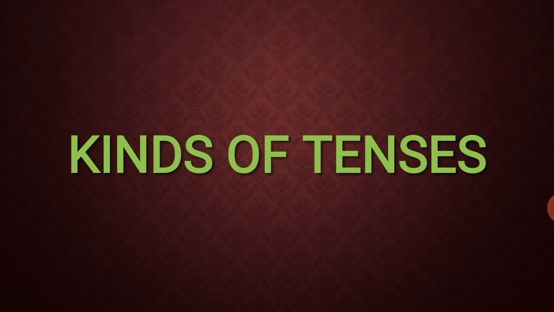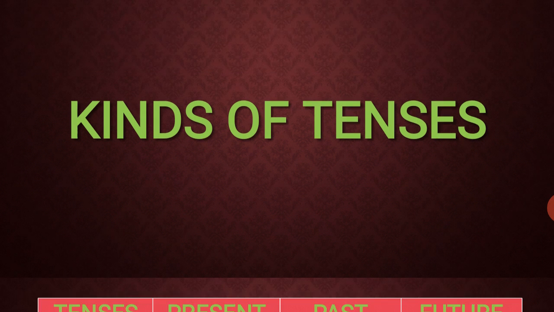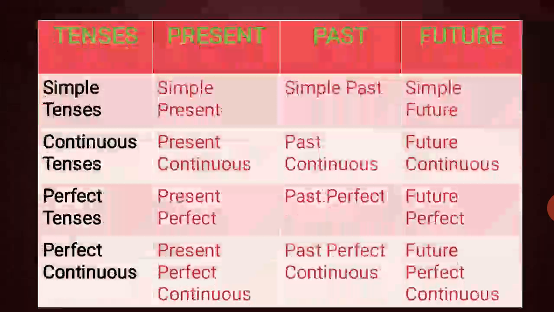Next we are going to see the kinds of tenses. What are the kinds of tenses? Generally the tenses are categorized into 3 things: present, past, future. So for example, for the present tense, today; for the past tense, yesterday; for the future tense, tomorrow. We can have examples like that.